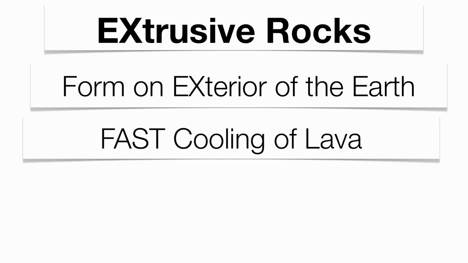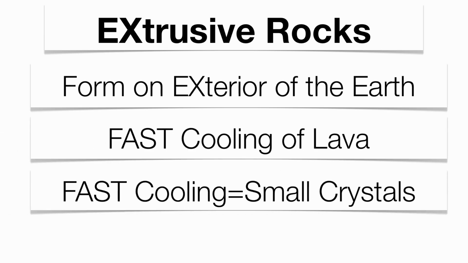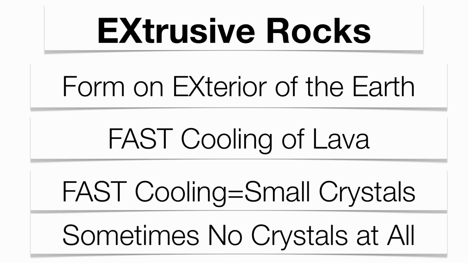That leads us to our extrusive rocks. These are going to be the rocks that form at the surface or on the exterior of the earth. Extremely fast cooling of lava. In some cases, the cooling is so instant that you don't get any crystals at all. So the fast cooling is going to give you small crystals or no crystals at all.